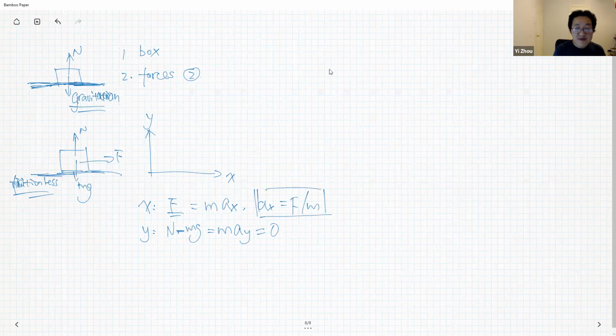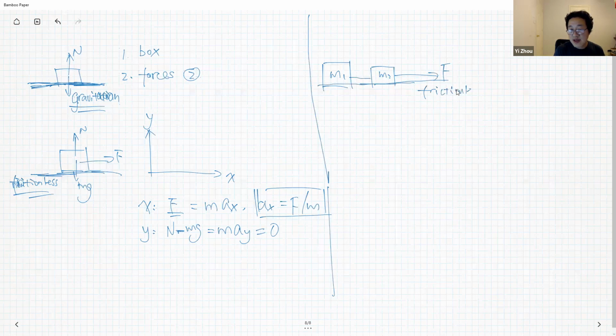Let's try another one. If we have 2 boxes, M1 and M2, let me draw a line here. And we have a force F, and they're on a frictionless surface. I want to find the acceleration for these 2.